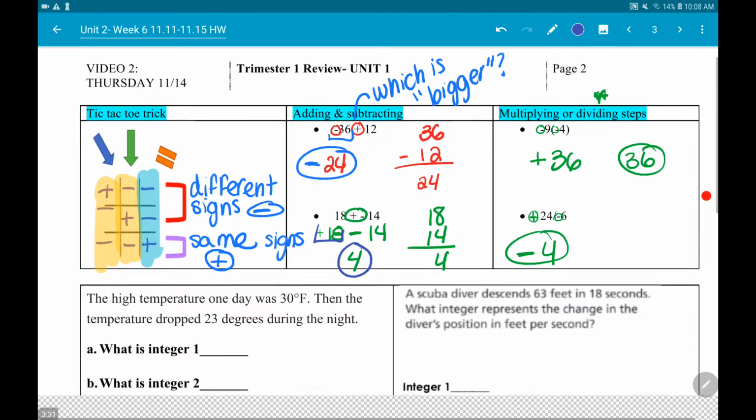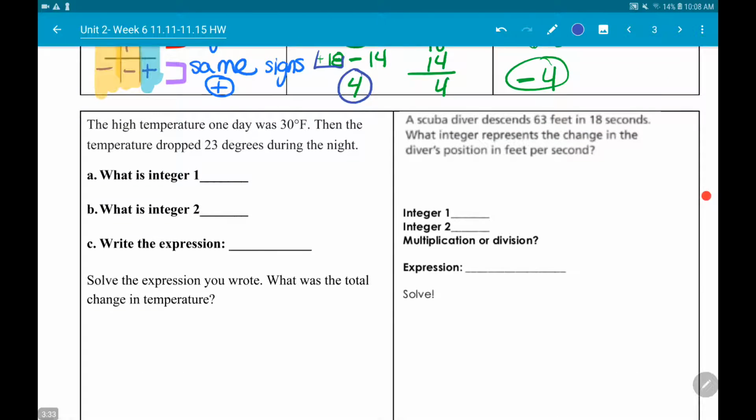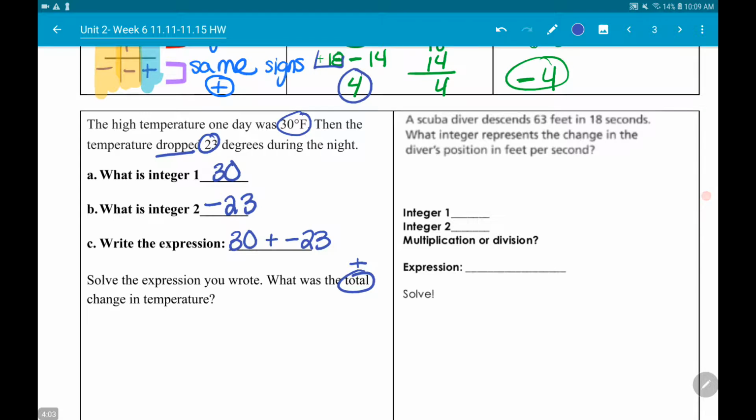All right, then we also worked with word problems, okay? And remember with word problems, we need to identify our integers first, and then we need to write our expression. All right, so the high temperature one day was 30 degrees. That is positive 30. Then it dropped 23 degrees. So that means negative 23. What was the total change in temperature? And remember, total means we are adding. So we have 30 plus negative 23 is our expression.